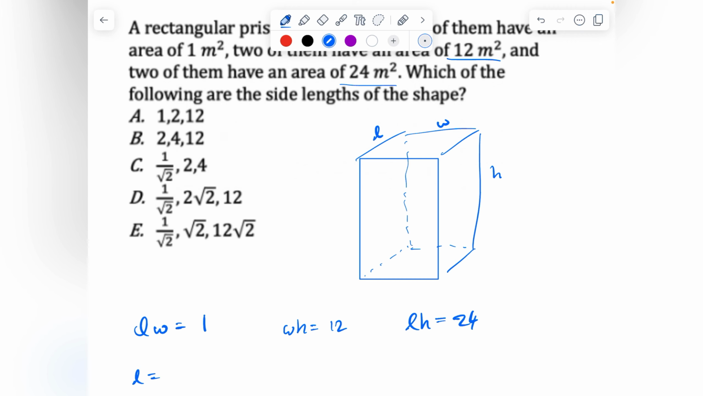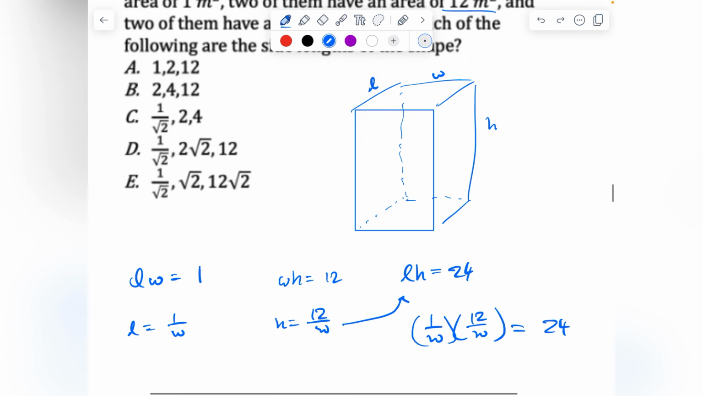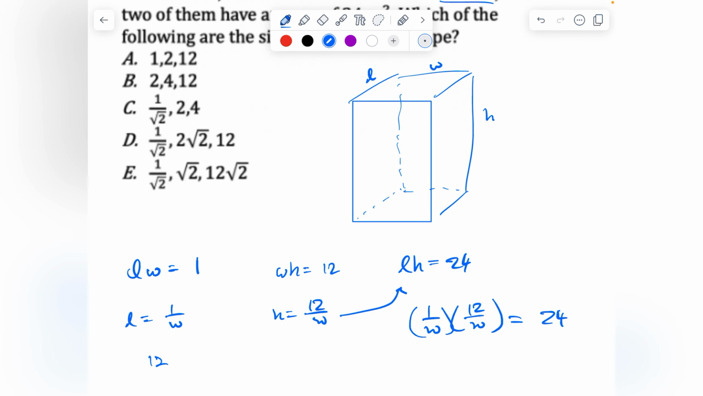So L is equal to 1 over W, H is equal to 12 over W, and we'll just plug L and H into this equation. So I get 1 over W times 12 over W is equal to 24. You see what I did? I took L, which is just 1 over W. I took H, which is just 12 over W, and I plugged them in for each of their respective terms here and made it equal to 24. So that gives me 12 over W squared is equal to 24.